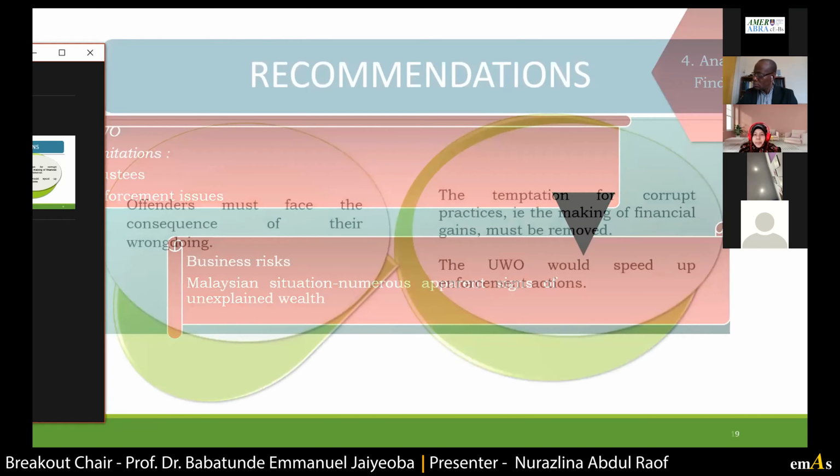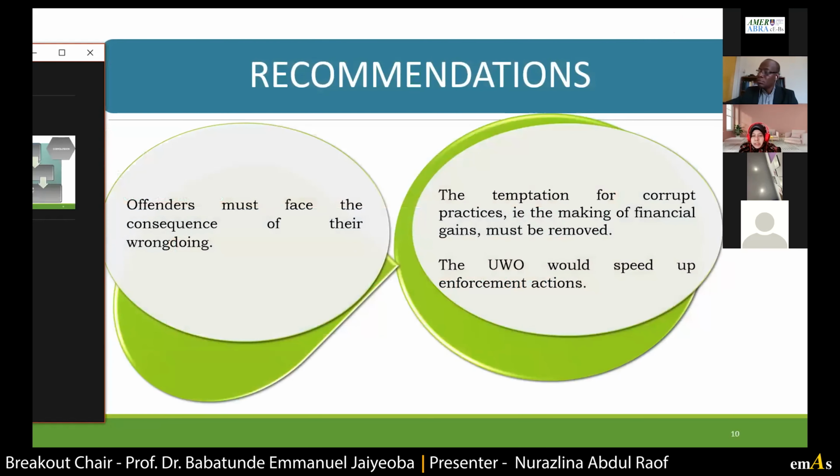Okay, so the recommendation: the offenders must face the consequences of their wrongdoing. The temptation for corrupt practices, that is the making of financial gain, must be removed. Thus, the unexplained wealth order would speed up the enforcement action.